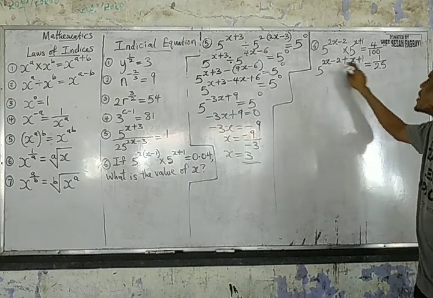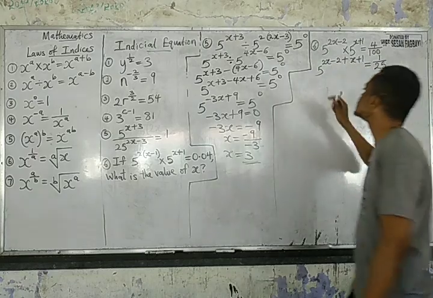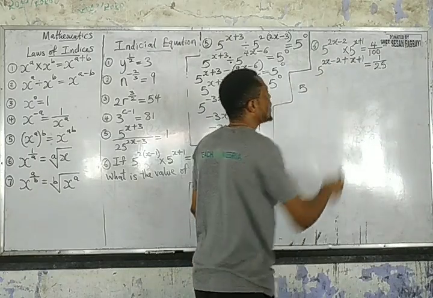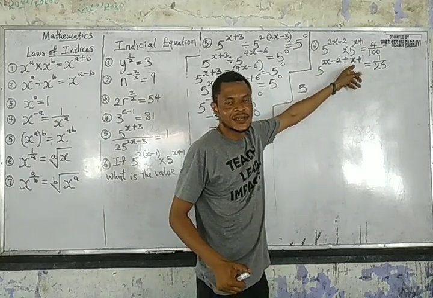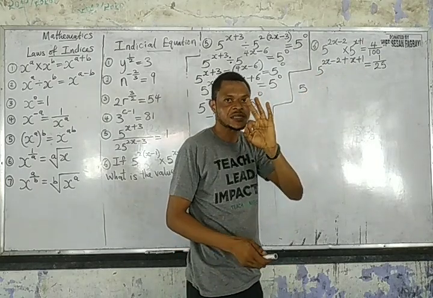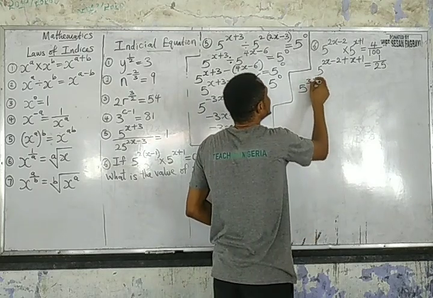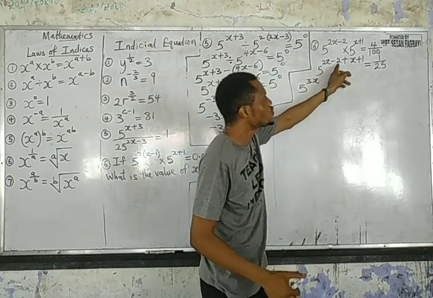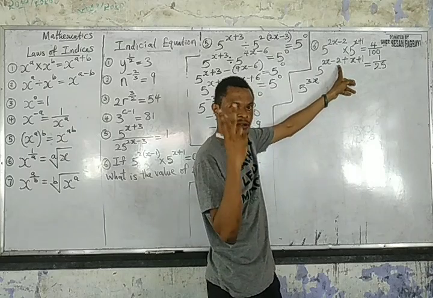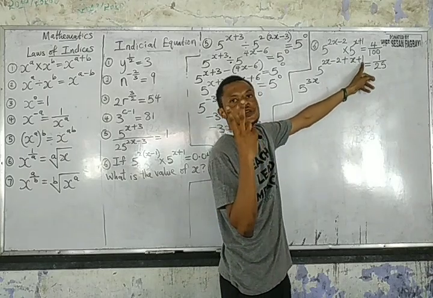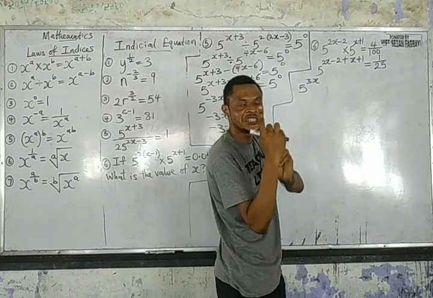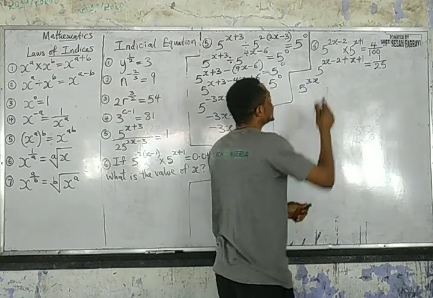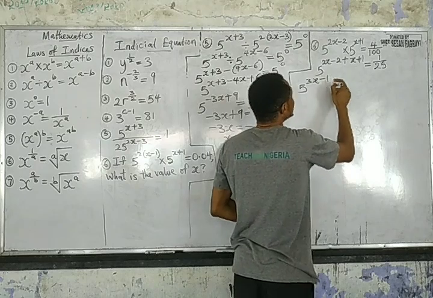Let's collect the like terms for this. 5, 2x, and another x. We have 3 of those x. 3x minus 2, then plus 1. I'm owing 2, I now have 1. I've reduced it to minus 1. We have minus 1 to give us 1 all over 25.